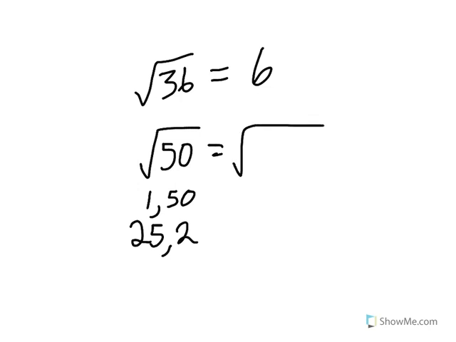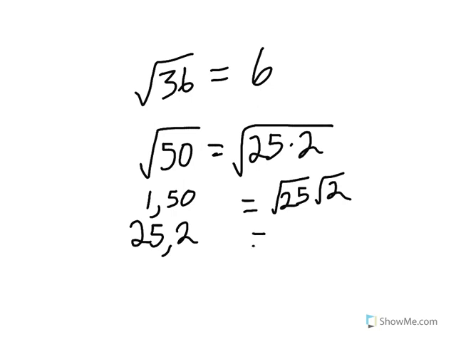So we could write this as the square root of 25 times 2, which is the same thing as the square root of 25 times the square root of 2, which is 5 times the square root of 2. So that reduces the radical for us.